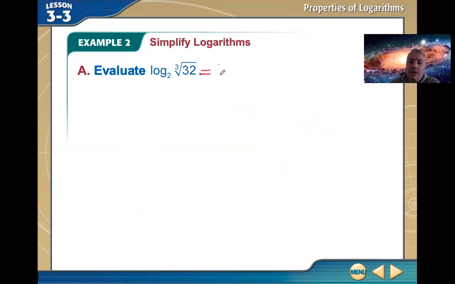It equals logarithm to the base 2. Now, 32 and the index is 3. It means 32 to the power of 1 over 3. I think it's clear. There is no problem. And then 1 over 3, since it's a power, take it directly out: 1 over 3 times logarithm to the base 2 of the number 32.